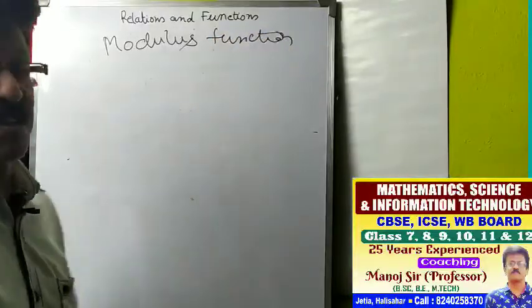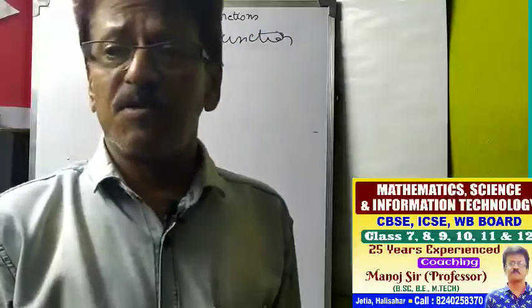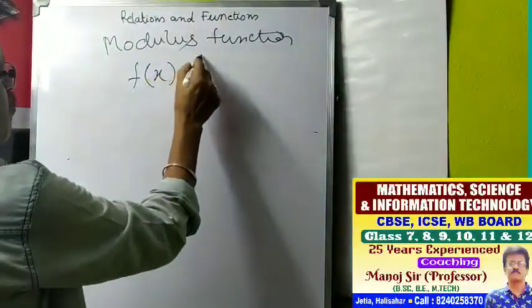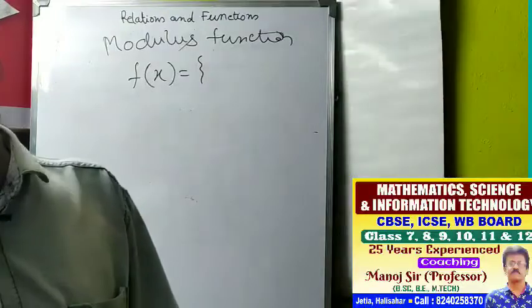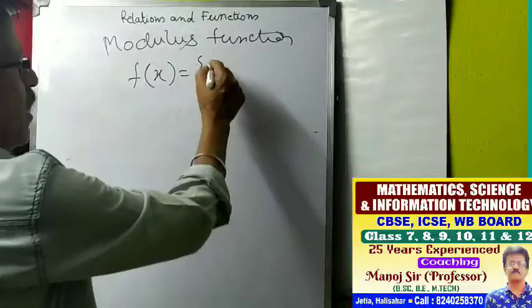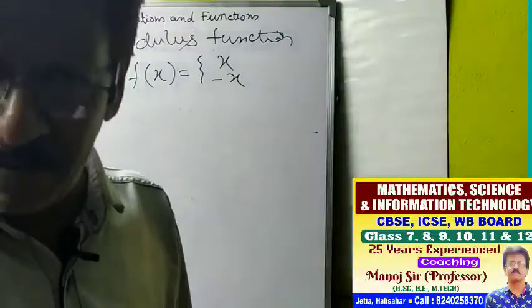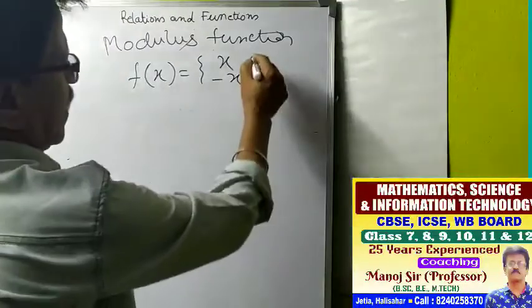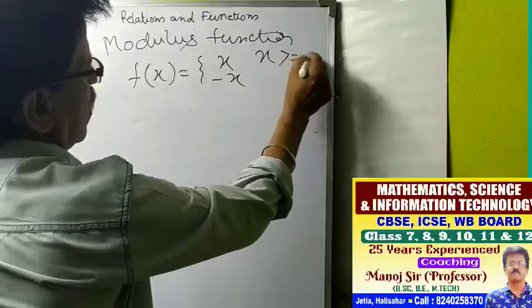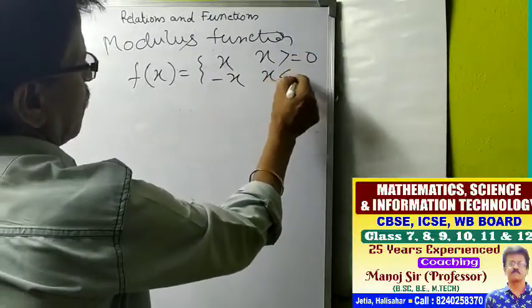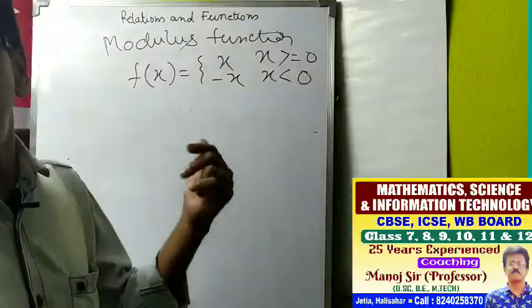So what is the definition of modulus function? Modulus function is f(x) equals to, we know very much about the mod function, one is positive, another is negative. Now when the value is positive, whenever x is greater than or equal to 0, and whenever x is less than 0, then the modulus function will look like this.